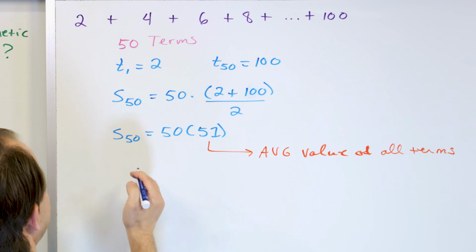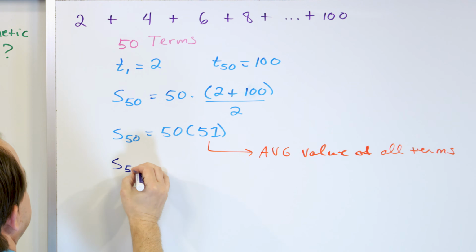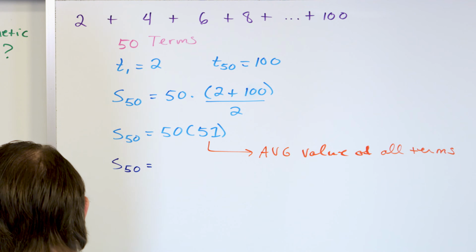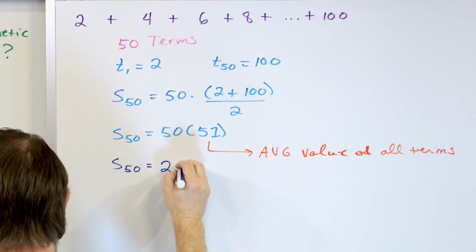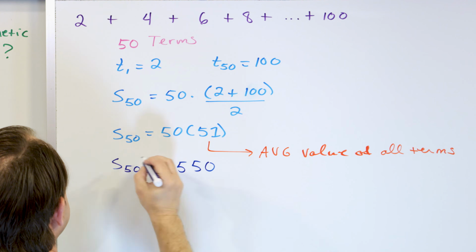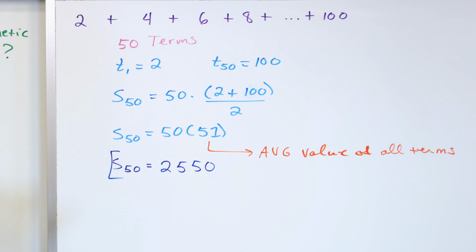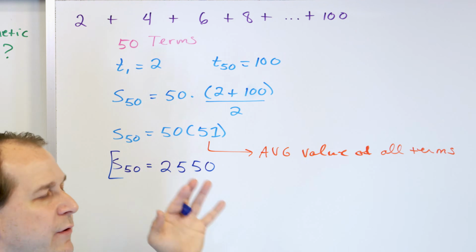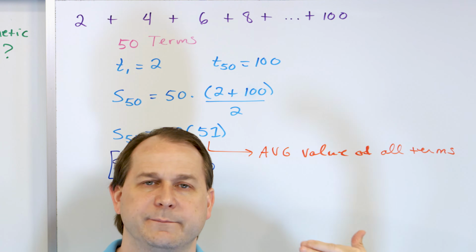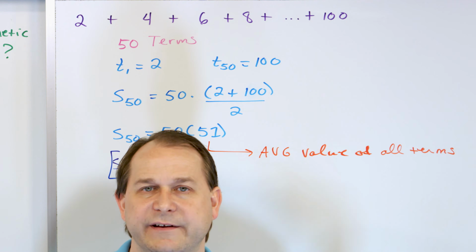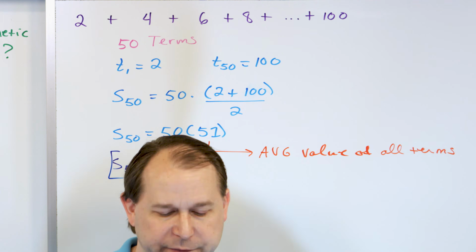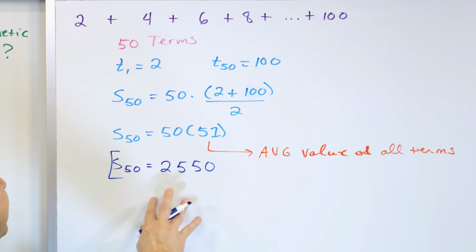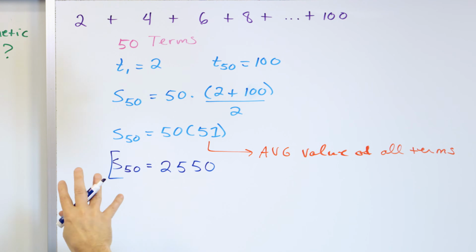So when you do this in a calculator, the sum of all 50 of those terms is going to be 2,550. And that's the number that you would get if you literally sat down and in the calculator did 2 plus 4 plus 6 plus 8 plus 10 plus 12 plus 14 plus 16 all the way up till plus 100. All right? So this is essentially how we're going to use this equation.